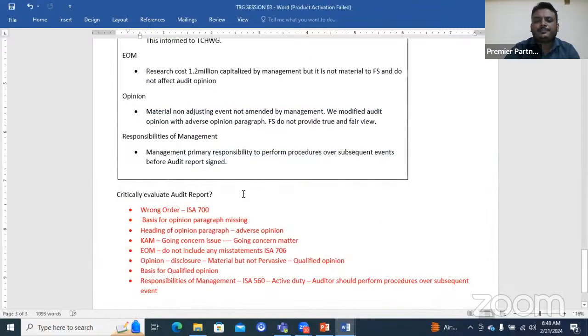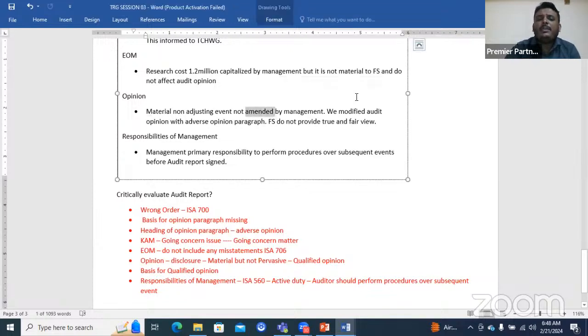So here, material non-adjusting event, not amended. I told you the term amendment means disclosure plus adjustment, we call amendment. Adjusting event should be adjusted. Material non-adjusting event should disclose. Disclosure plus adjustment, both together we call amendment. So an adjusting event also requires amendment to the financial statement. Disclosure also requires amendment to the financial statement. Both are same. So here a non-adjusting event, which is material, should be amended. Amend means disclose. Adjustment also, amendment also.